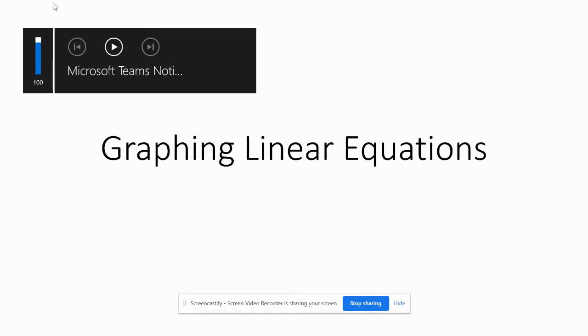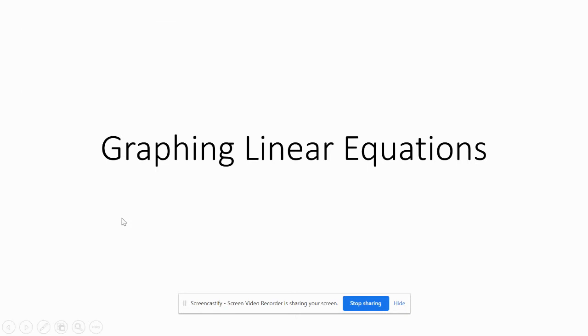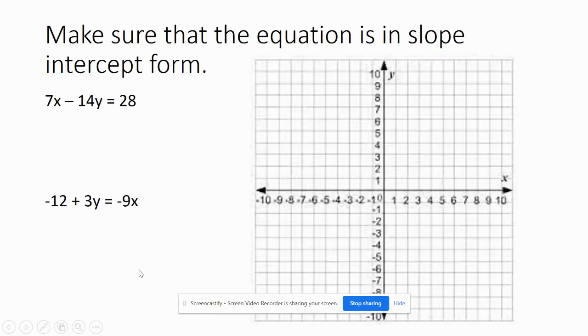All right, today we're going to be talking about graphing linear equations. Now, we talked about this before, but this time I'm going to have more than one equation on a graph, okay? So we'll see what that looks like. The first thing you want to do is make sure your equation is in slope-intercept form. All right, so we're going to put both equations in slope-intercept form.